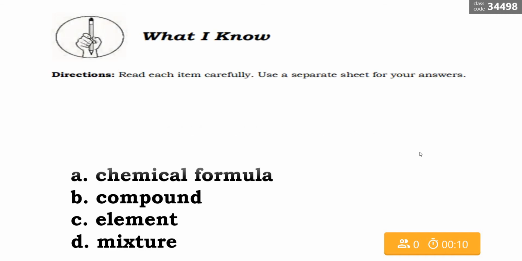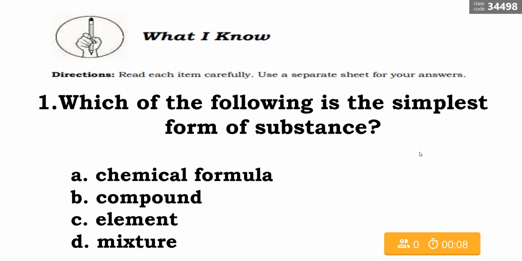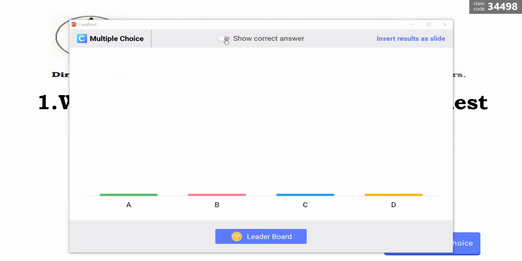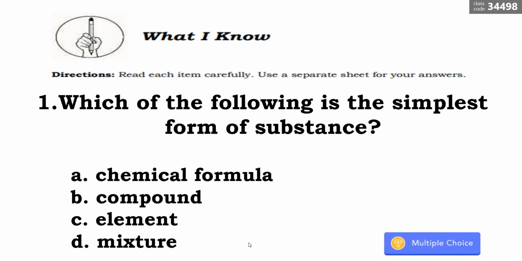So let's have this one. So what I know. Which of the following is the simplest form of substance? Chemical formula, compound, element, or mixture? Okay, let us show the correct answer. Okay, it's letter C, and that is element. Very good. Let's proceed.